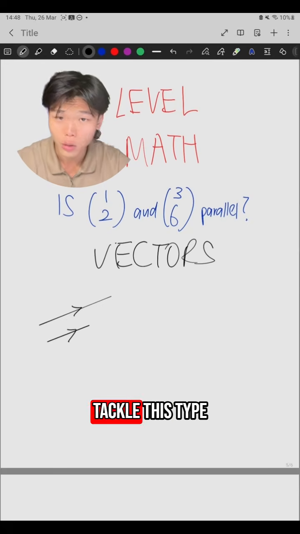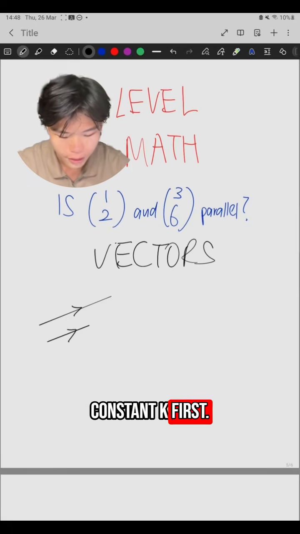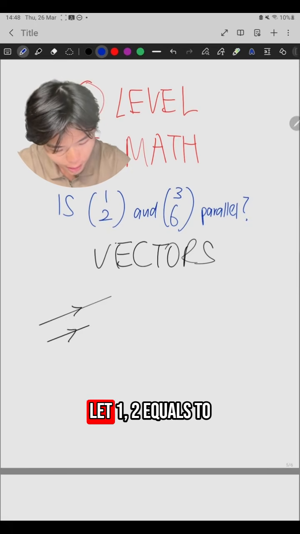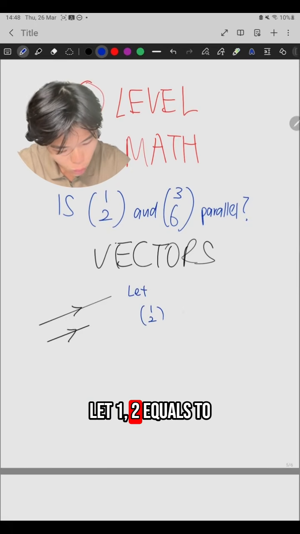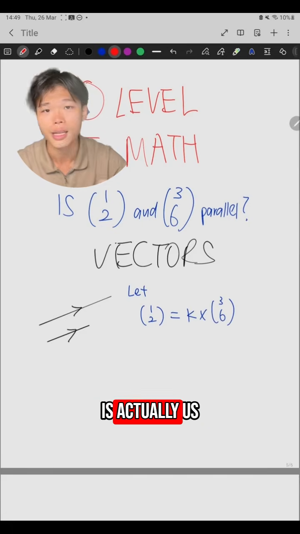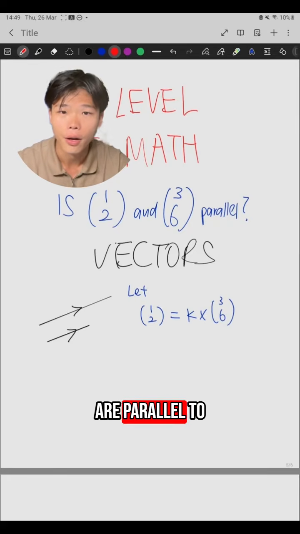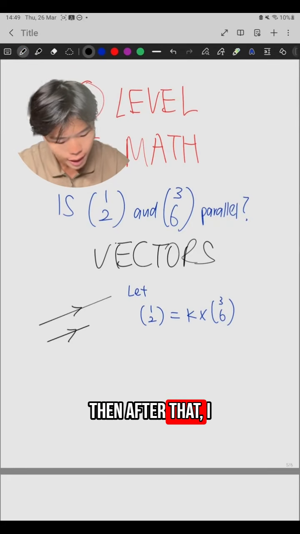So how do we tackle these type of questions? Step one is we must always link them with a constant k first. So over here, what I'll do is that I will let (1, 2) equals to k times (3, 6), right? So the first step is actually us assuming that they are parallel. So first step is to always assume that they are parallel to begin with first. Then after that, I will solve for k.